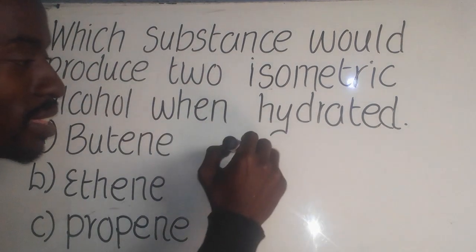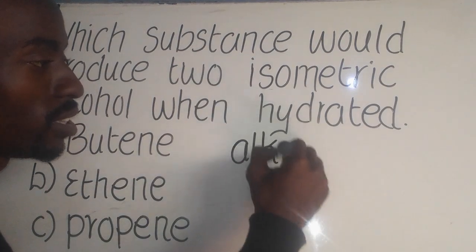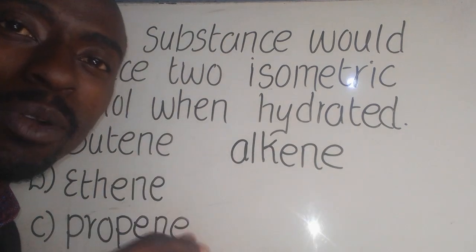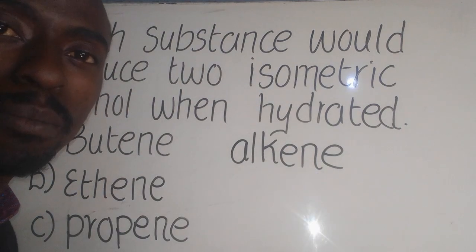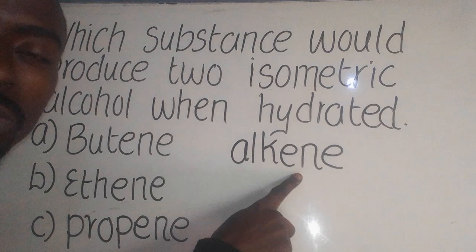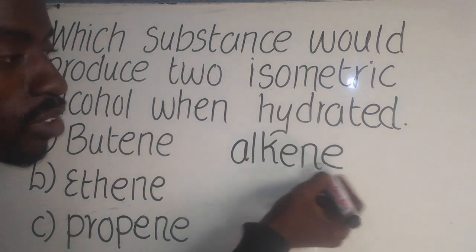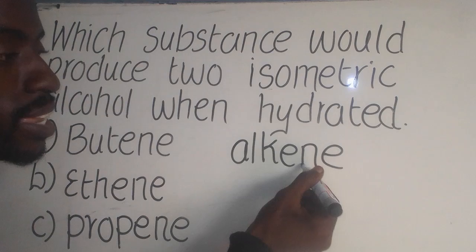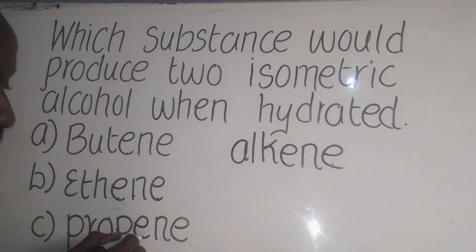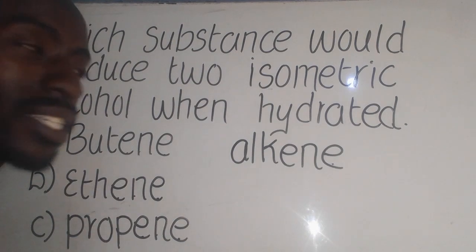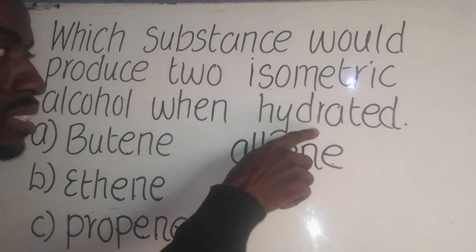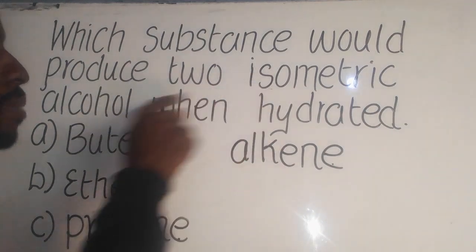Okay, you need to know that here we are talking about this substance known as what? Alkene. Now, alkene is a special type of hydrocarbon that forms a double bond. All these substances we are given here are members of alkene. How do we know? Because all the members of alkene end with E, N, E. As you can see, E, N, E, E, N, E, E, N, E. Okay? So what the question is trying to tell us here is that when this substance reacts with water, which one will produce two isomeric alcohols?